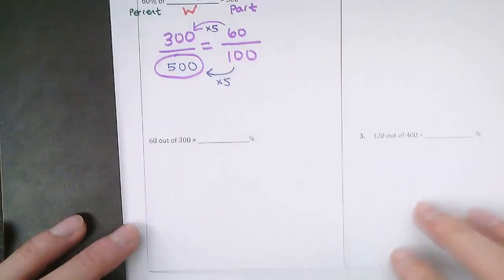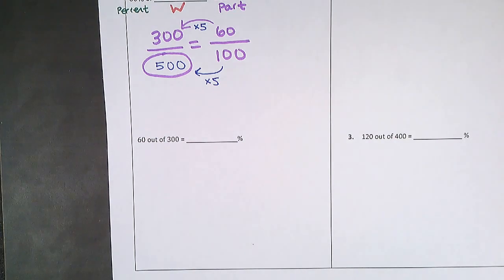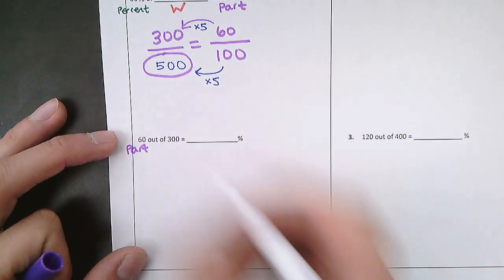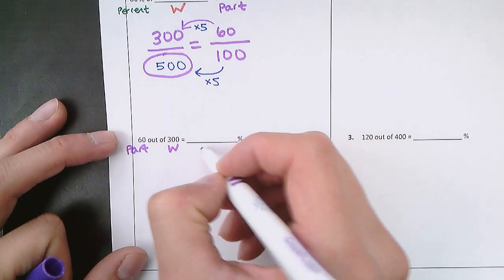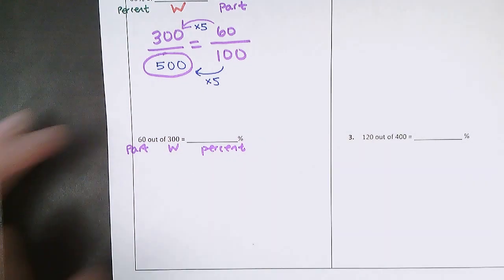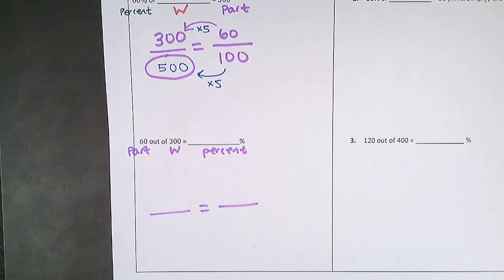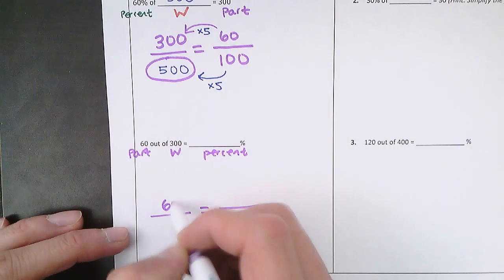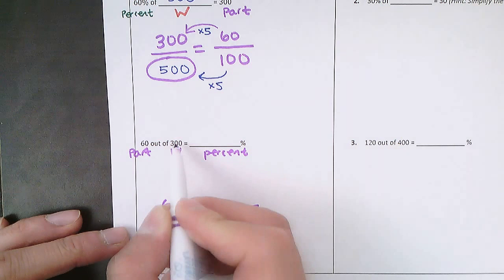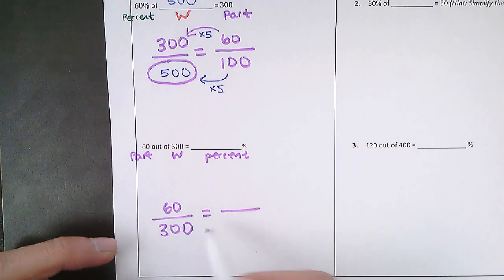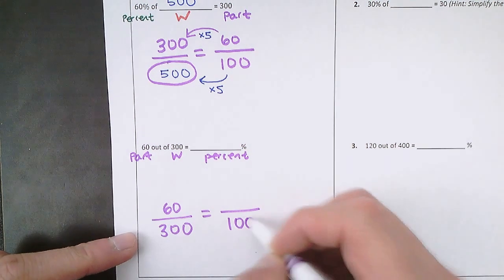And now let's look at the third example. 60 out of 300 is equal to some percent. So in this case, 60 is the part. So I'll write part down here. Out of our total number, which is the whole, is equal to our percent. Let's set up our equivalent ratio. So we have the part, which is 60, out of the whole, which is 300. And it's going to be equal to some percent out of 100.